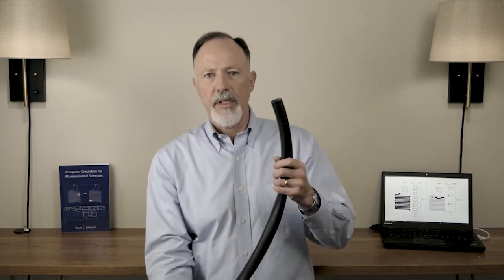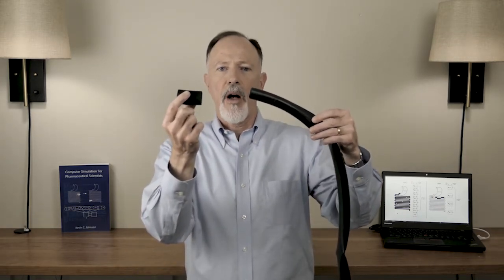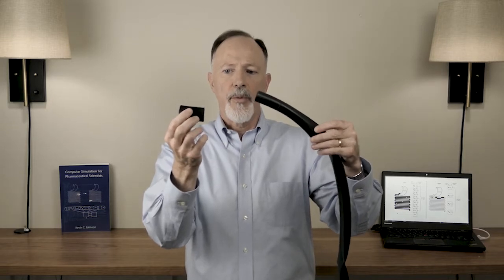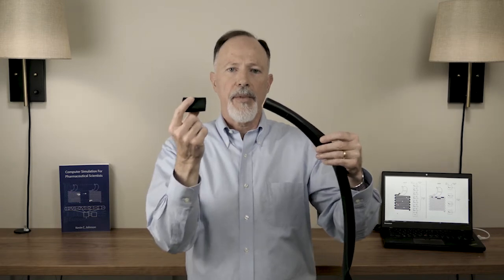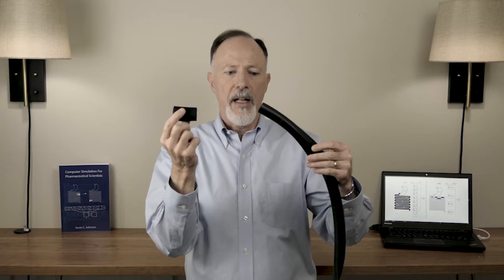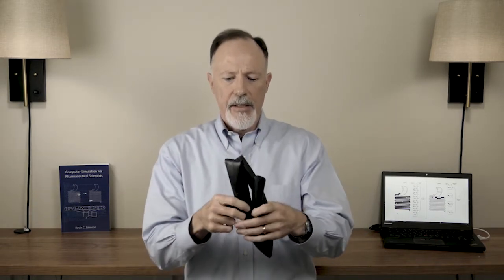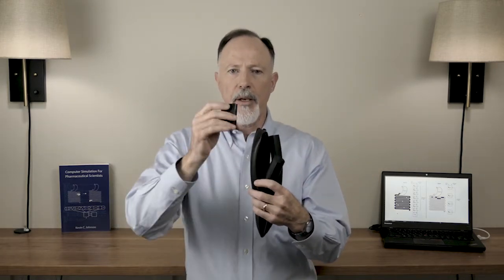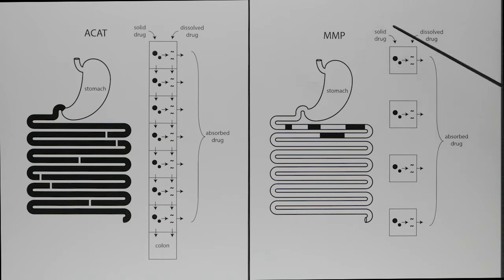Now, one of the assumptions that's the same about both models is that the functional units are well mixed. So both models assume that the contents are well mixed, except that with the multiple moving plug model, that's a much smaller volume than the ACAT model. And like I said, since the intestine is folded, the pathway that the multiple moving plugs would take would be very tortuous. Let's compare the ACAT model to the multiple moving plug model directly.